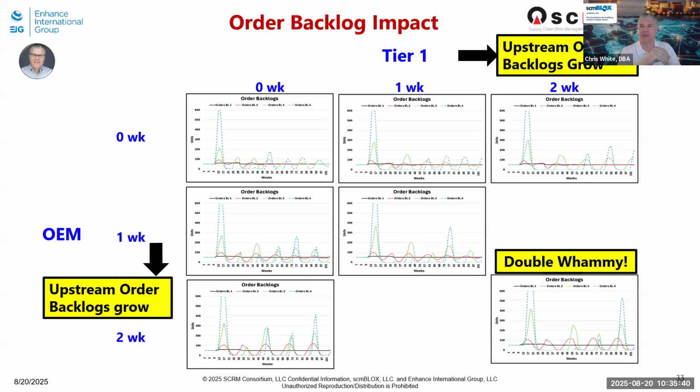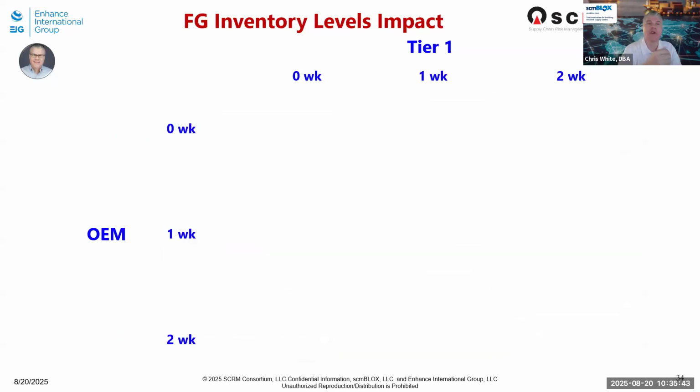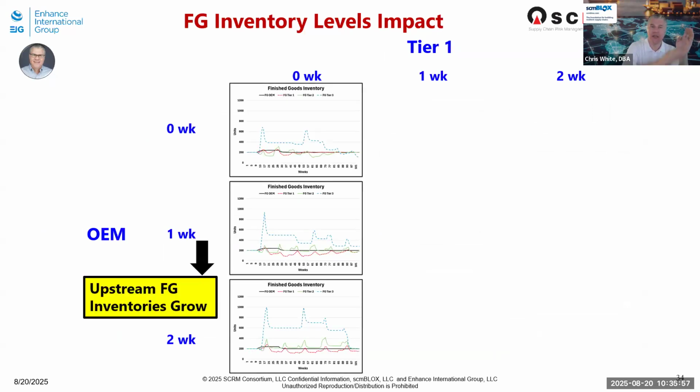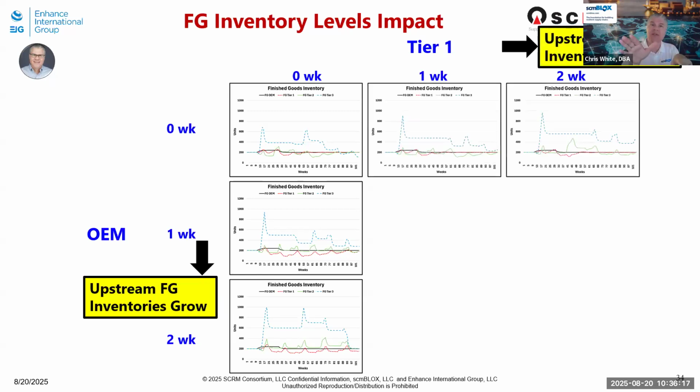Let's go ahead and look at another metric. Let's look at finished goods inventories. So again, we're withholding orders, and we've shown the impact on order backlog. We're drawing the exact same matrix here for finished goods inventory. So same thing, if the tier one does not delay, but the OEM has either no delay, a 1 week delay, or a 2 week delay, you can see these inventories grow. So the upstream inventories are growing for my other tier one, tier two, tier three. Same thing if the OEM does not delay, but the tier one does, we see again that same impact. Everybody upstream, their inventories grow.